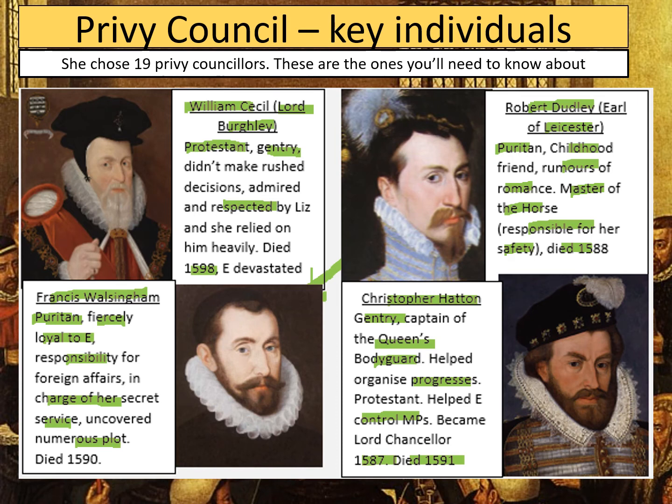So you can see all of these key figures had started to die from 1588, and Elizabeth was truly devastated with each one of their deaths, but especially Cecil, where she locked herself in her room and became very depressed afterwards.